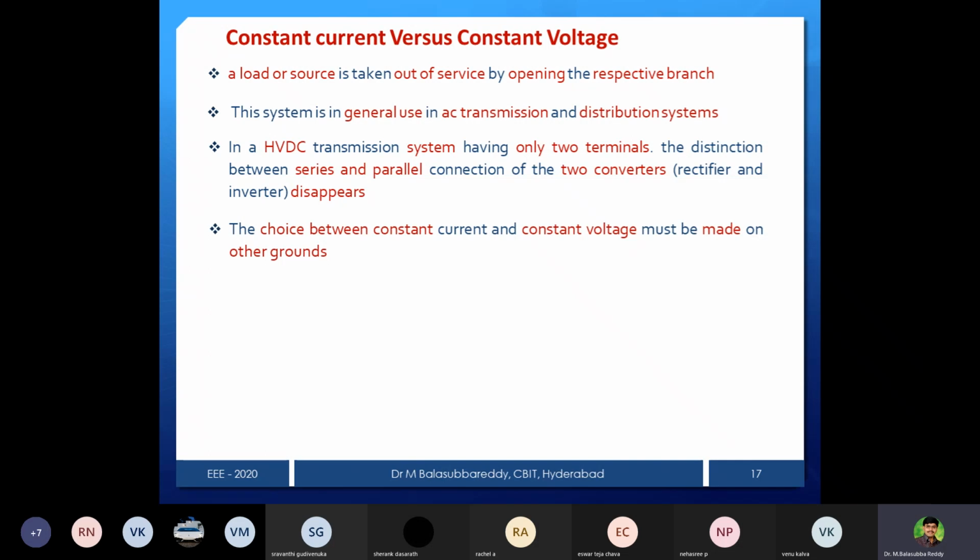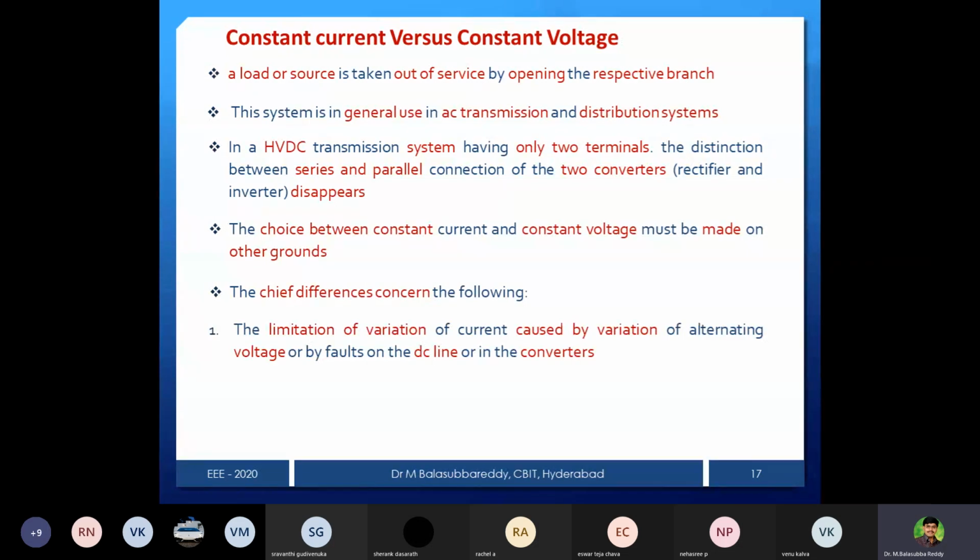The choice between constant current and constant voltage must be made on other grounds, based on the parameters. Also, we can see the difference. The concerns are as follows. The first one is limitation of variation of current caused by the variation of alternating voltage, or by faults on the DC line or in the converters.